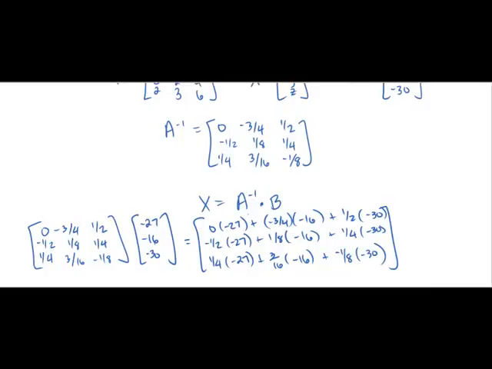So that 0 is kind of nice. That goes away. Negative 3/4 times negative 16 is going to give us 12, and a half of negative 30 is going to give us negative 15. So we end up with a negative 3.